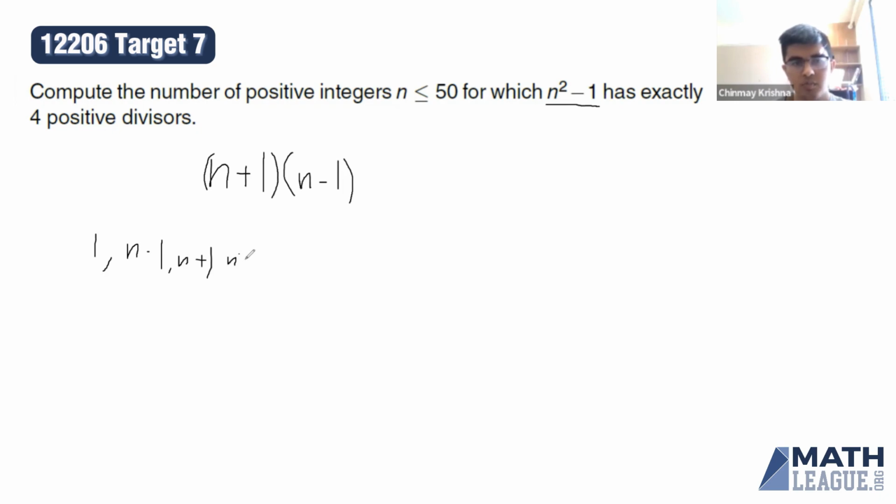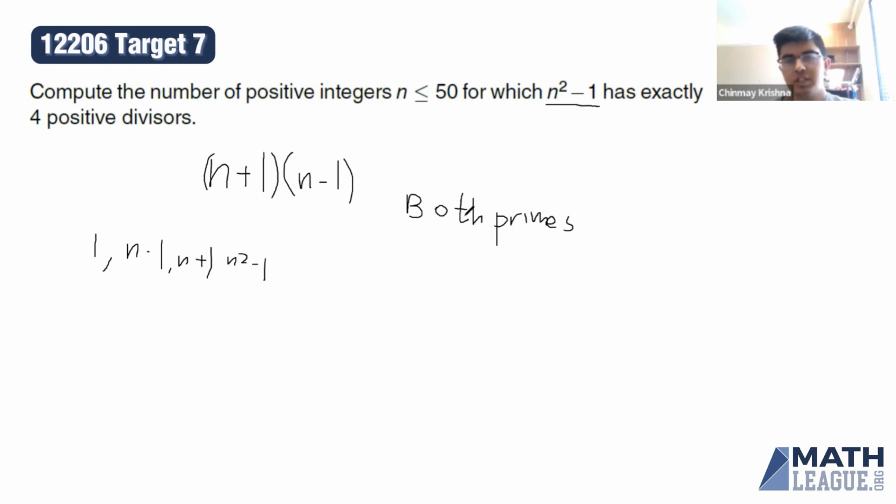The only way a number can have 4 positive divisors is if it's the product of 2 distinct prime numbers, or it can be the cube of a prime. That means n plus 1 and n minus 1 both have to be primes, or n squared minus 1 is a prime cubed.